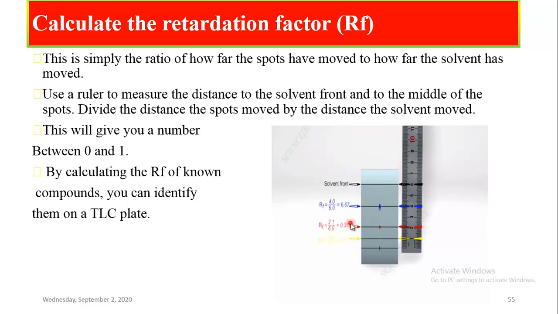Use a ruler to measure the distance to the solvent front and to the middle of the spot. Here you can see this is the spot, and we have marked it in the middle. Its value is always between 0 and 1, because we divide by the solvent front, and the solute is always behind, so its value cannot be greater than 1. By calculating the RF of a known compound, you can identify it on a TLC plate, because we have used a standard also.